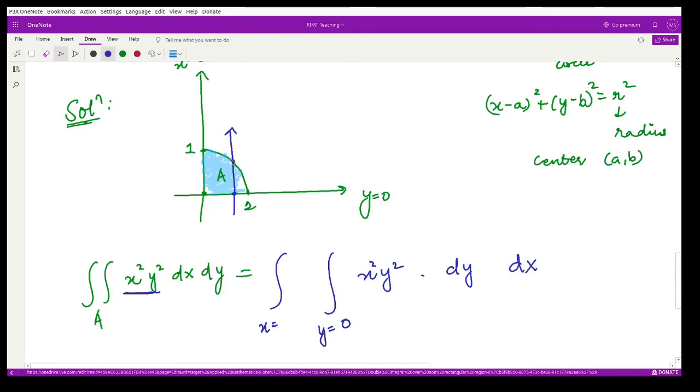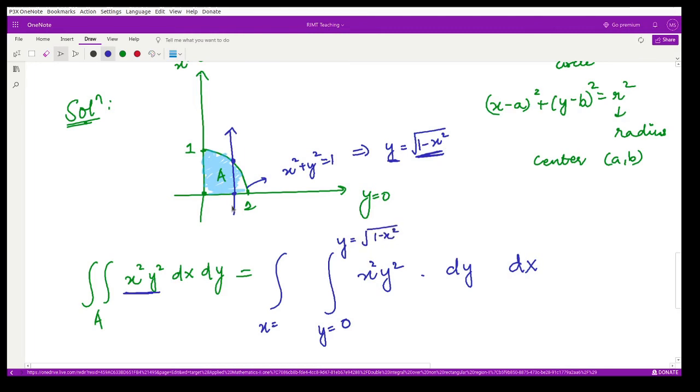And at this point, this is the equation of the circle. So the equation of the circle is x square plus y square is equal to 1. This is given to you in the equation. From here, you have to calculate what is the value of y. So when you simplify this, you will get y is equal to the square root of 1 minus x square. So that means your upper limit would be, because at this particular point, the exit or the leaving point of this vertical line, the value of y is equal to square root of 1 minus x square.